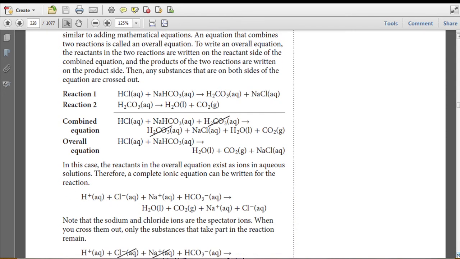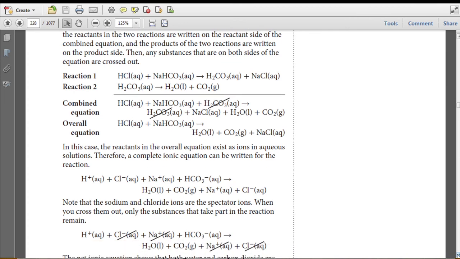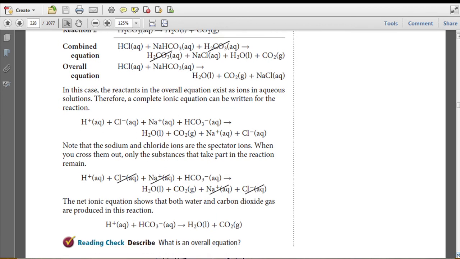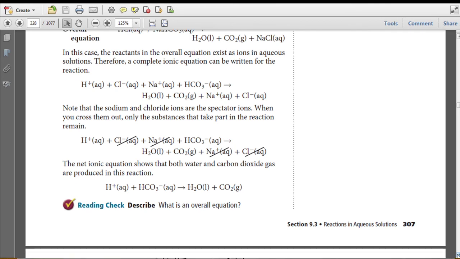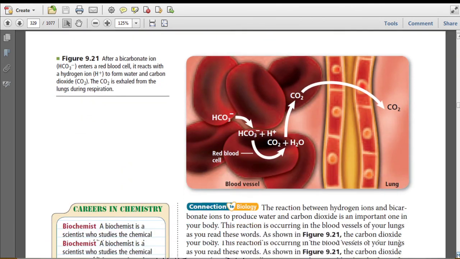In this case, the reactants in the overall equation exist as ions in aqueous solution. Therefore, a complete ionic equation can be written for the reaction. Note that the sodium and the chloride ions are the spectator ions. When you cross them out, only substances that take part in the reaction remain. The net ionic equation shows both water and carbon dioxide are produced in the reaction.